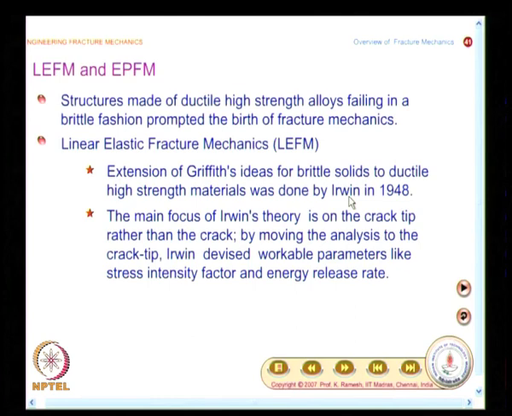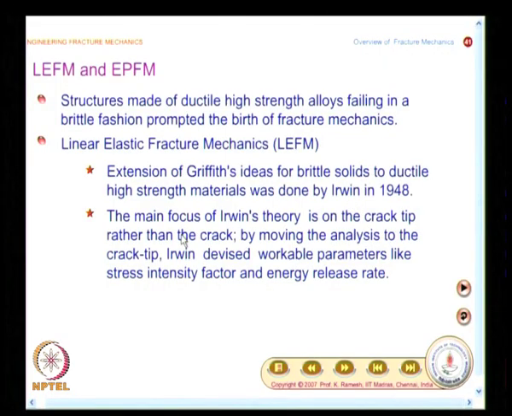And what did Griffith do? See, when you look at Inglis's solution, he alerted that the crack is very important. So, people were thinking the crack is important and they were trying to generate ideas, but they were missing a very important point, which was pointed out by Irwin. He shifted the focus from the crack to the crack tip. Then the whole of fracture mechanics became very simple. So, by moving the analysis to the crack tip, he devised workable parameters like stress intensity factor and energy release rate.